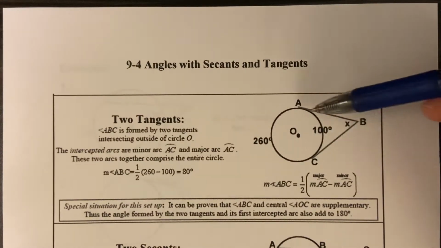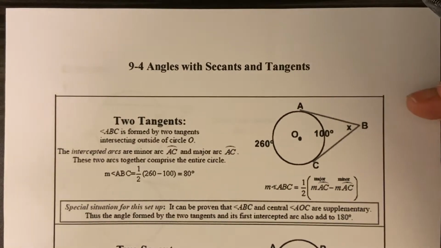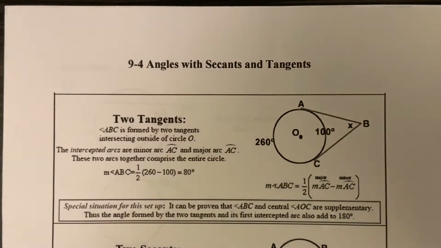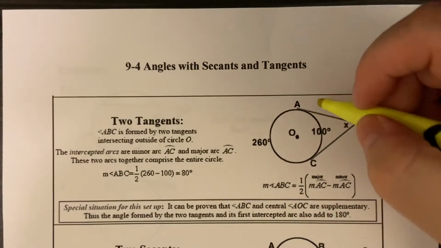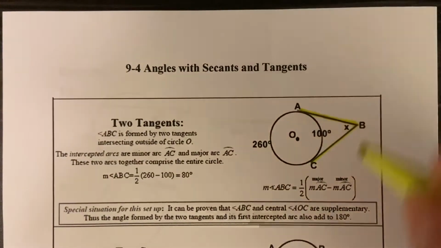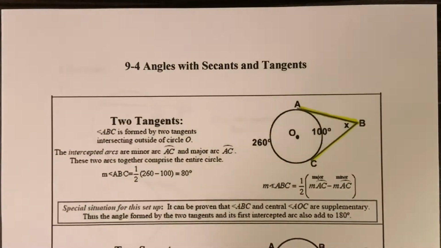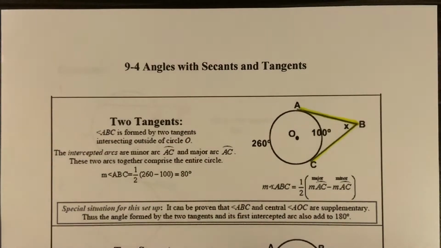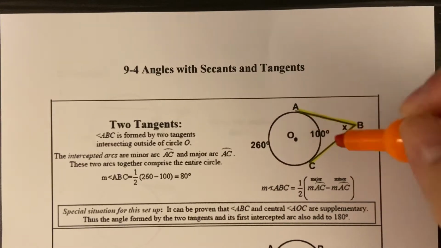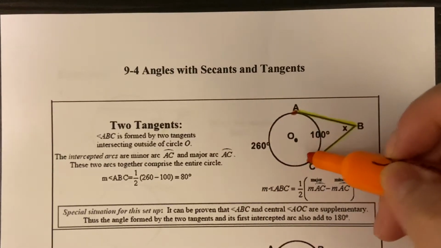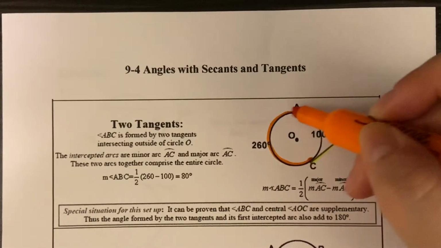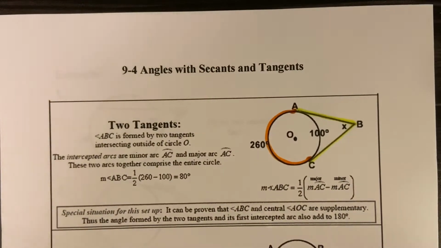If we have two tangents drawn from some exterior point B, this is how we want to think about it. We look at the angle. I'm going to highlight it just to emphasize everything. Here's the angle we are trying to find. To find this outside angle, you take your major arc, the arc from the two points A and C where the tangents intersect the circle. That major arc in this picture is 260.